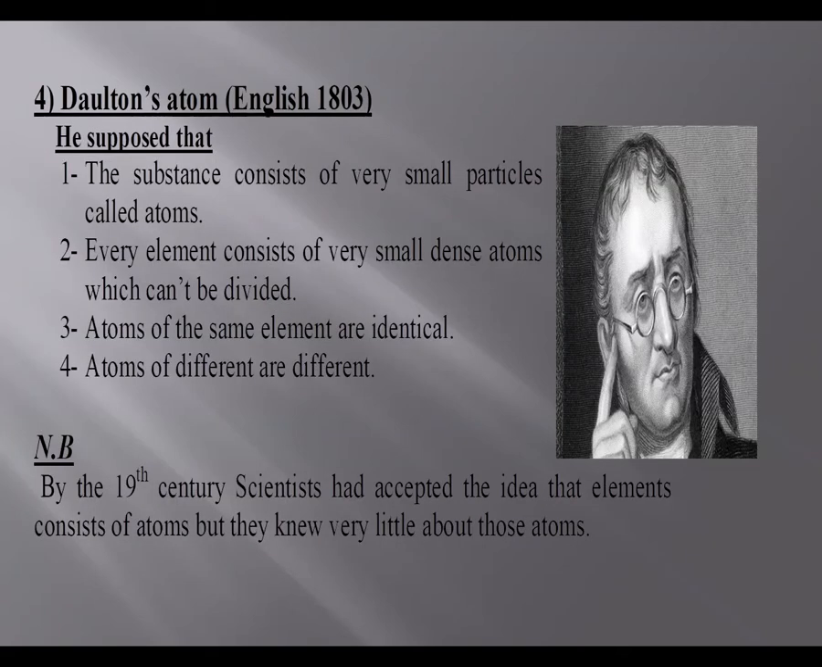After that, we have Dalton's atom. Dalton is the first one who put forward a theory about the atom, and he supposed that substances consist of very small particles called atoms. Every element consists of very small dense atoms which cannot be divided. Number 3, atoms of the same element are identical, and atoms of different elements are different. By the 19th century, scientists had accepted the idea that elements consist of atoms, but they knew very little about them.